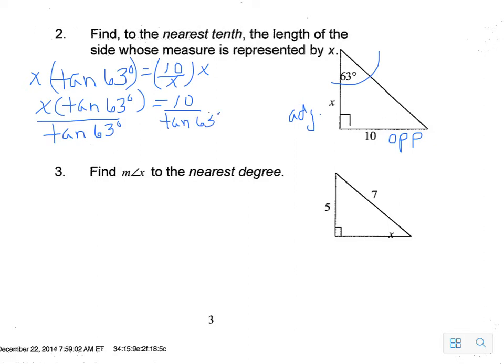So 10 divided by tangent of 63 degrees. I need it to the nearest tenth. You're correct, 5.1. All right, so we just talked about how to find sides when one angle and one side is given. Now they want us to find an angle to the nearest degree.